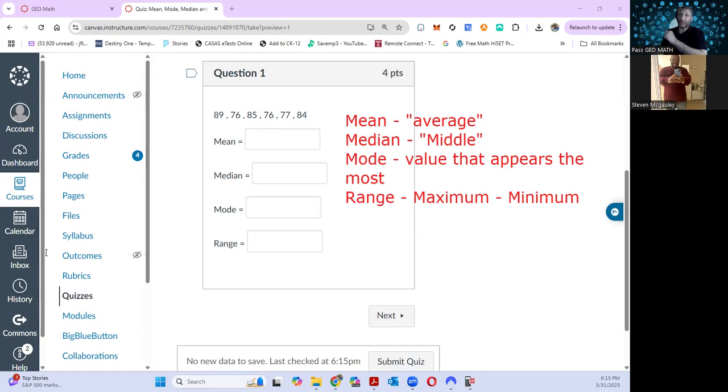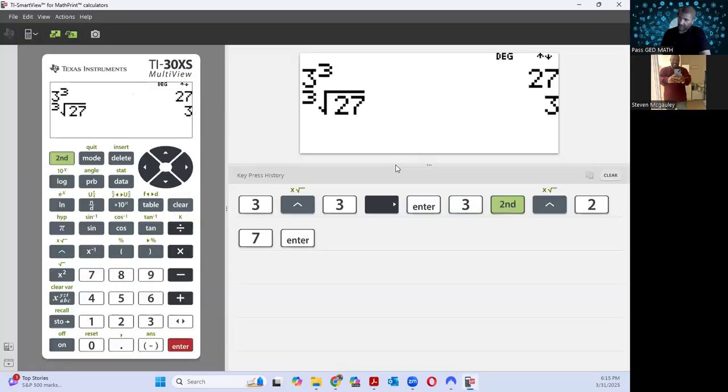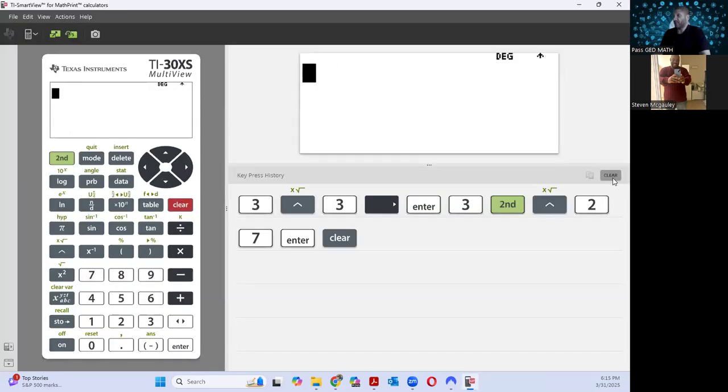So mean is the average, median is the middle, mode is the one that appears the most, and the range is the highest minus the lowest. Got me? Yes, sir. So let me grab my calculator. Most things should be done on a calculator. When you can use your calculator, I would use it.